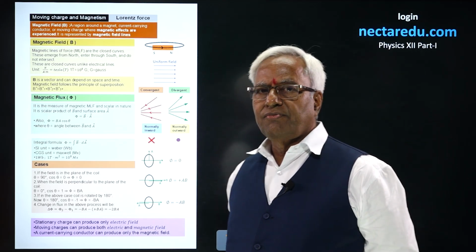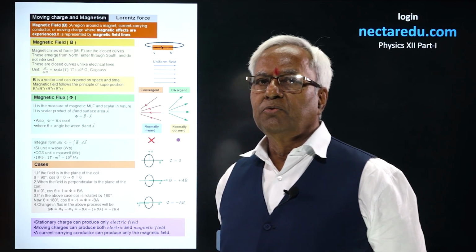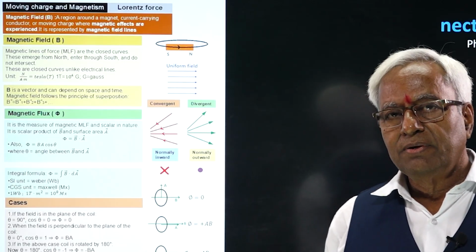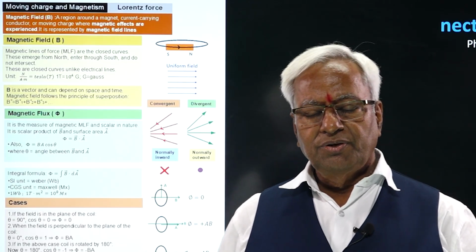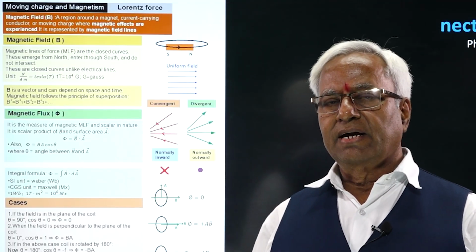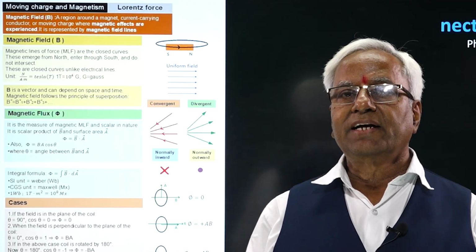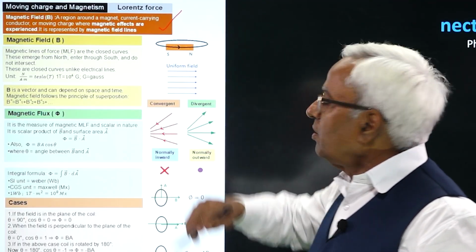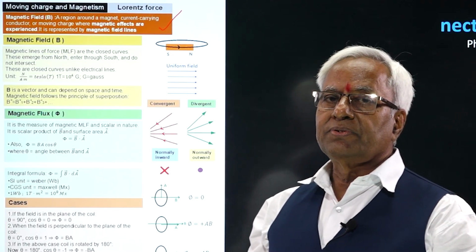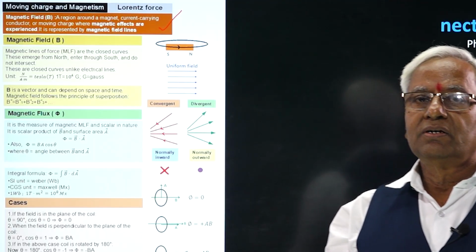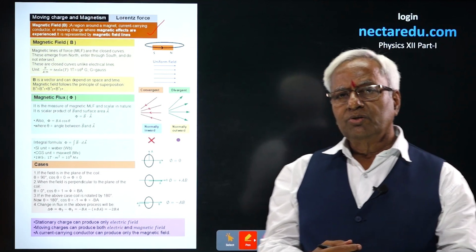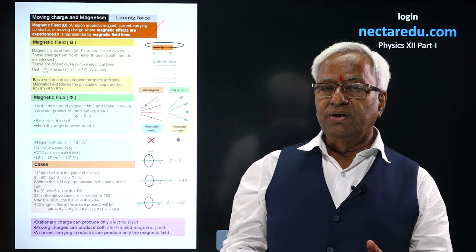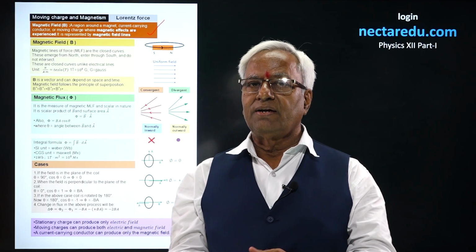Magnetic field is in fact a region around a moving charge, a current carrying conductor, or even a magnet. In this region, magnetic effects, magnetic influences are experienced. Always the magnetic field is represented by magnetic field lines. This terminology was introduced by Michael Faraday for electric field and magnetic field as well.